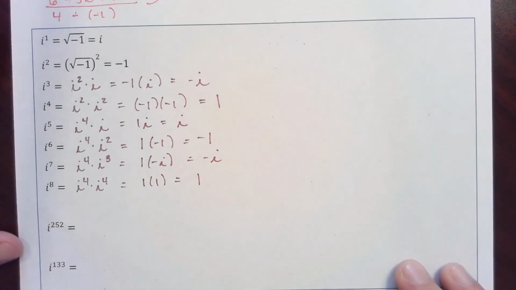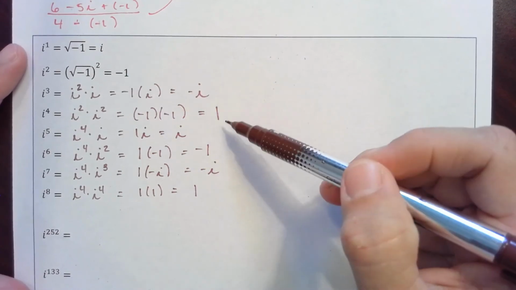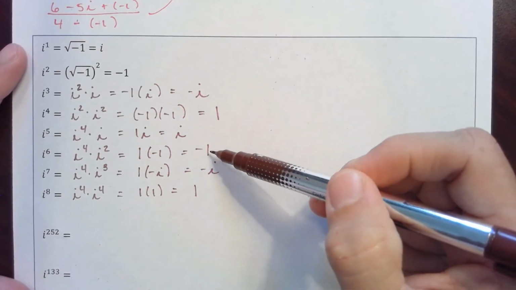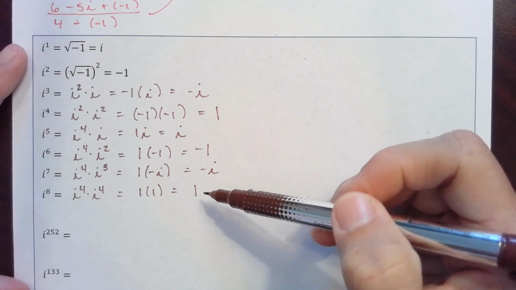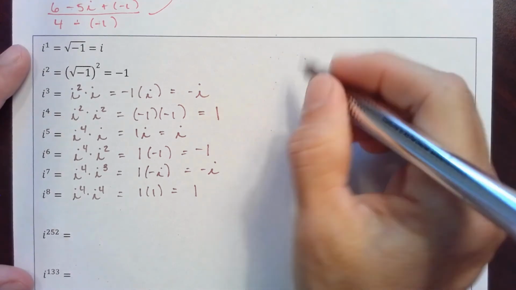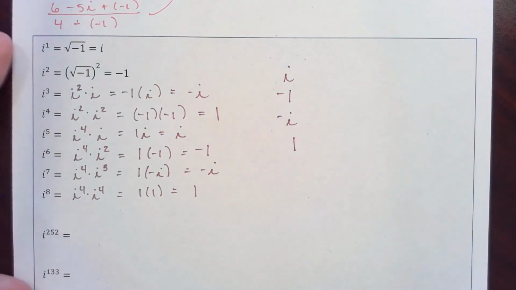Do you see what's happening here? We have i, negative 1, negative i, 1. That pattern will continue on and on forever and ever. i, negative 1, negative i, 1. It just keeps repeating over and over forever.